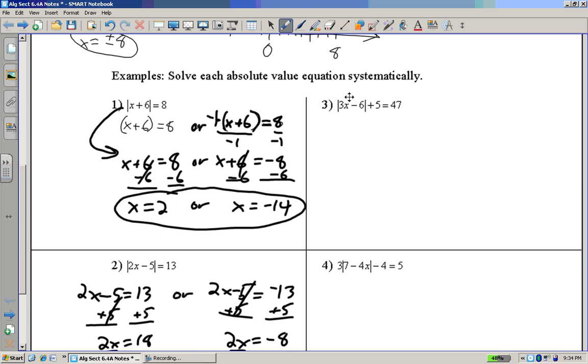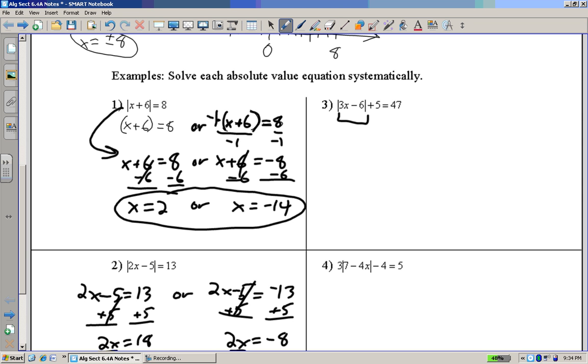Now here we start to get into some new territory. You notice that when we have the looking glass, the mirror by itself, we can open up these two sort of parallel worlds, the positive world and the dark, mysterious, negative world. In number 3, we have some things other than just the mirror. We have this plus 5. Well, we're going to have to deal with these. We cannot have this plus 5. To be able to look in the mirror, we have to have the mirror by itself.